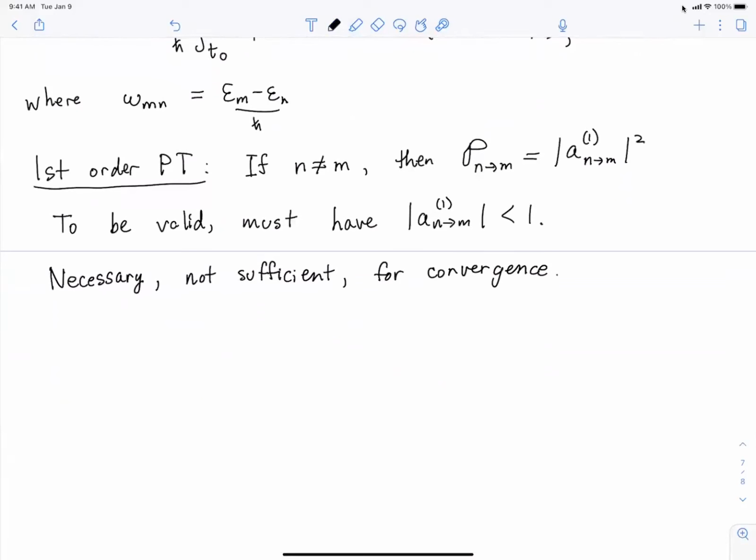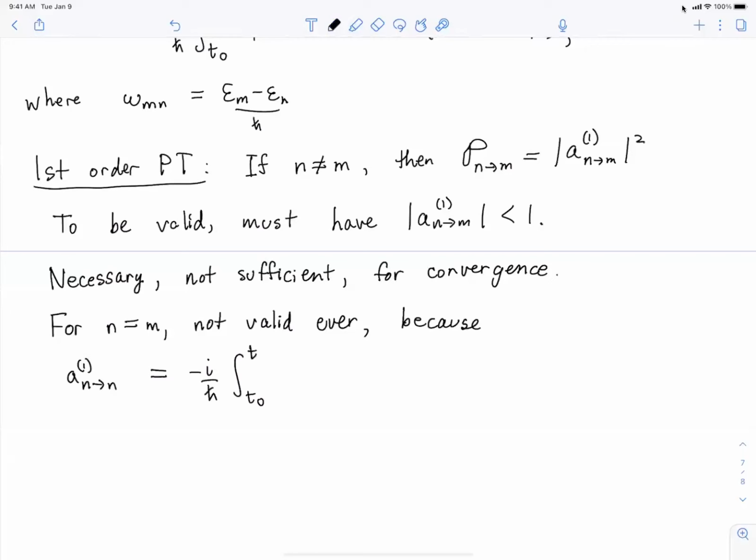Another thing that we have to worry about in first order perturbation theory is that for n equals m, I didn't mean to say not equals, for n equals m, it's not valid ever. So why is that, and what do we mean by that? Let's just compute the first order transition amplitude for a state to go to itself. So let's write that down. This is minus i over h bar. I have the integral to do.